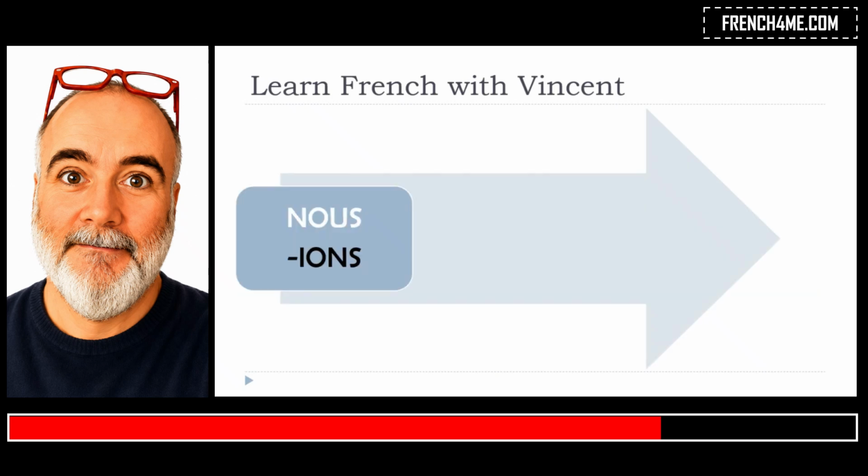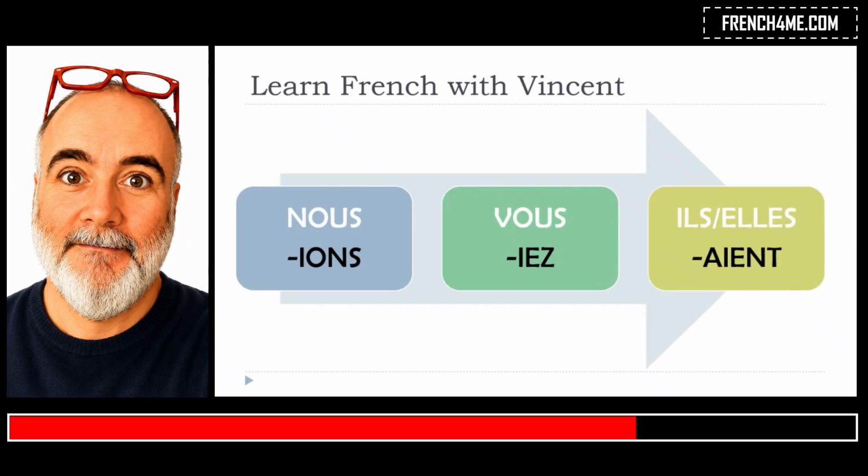So when it comes to the plural form, let's have a look. For nous, it will be ions, and you pronounce it yon. For vous, it will be iez, and you pronounce it yé. And then look at that for ils and elles at the plural form. You write it a-i-e-n-t, but you will pronounce it é. So only é.